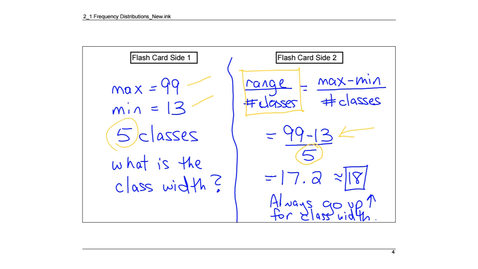Now, when I put that in the calculator, I get 17.2. Now, I know that normally we would round down to 17, but there's 2 times in this class that we are going to round up, and this is one of them with class width. So we're going to go ahead and round that up to 18. Otherwise, we're not going to have enough room when we get to the bottom of the classes. So always, we're going to round up, even though it doesn't look like we should round up here.